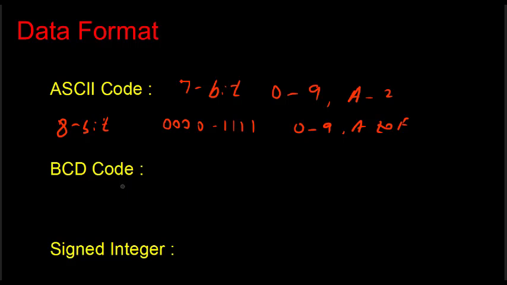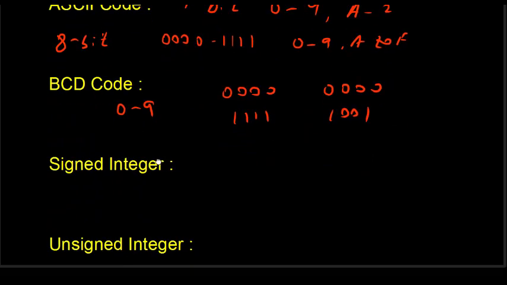Then the other data format is the BCD code. BCD code is a 4-bit code, but it only represents numbers from 0 to 9. We cannot represent alphabets using BCD code, because for a 4-bit code we have from 0000 to 1111, but BCD code only goes from 0000 to 1001. After 1001, all the other combinations are not allowed. They are invalid combinations.